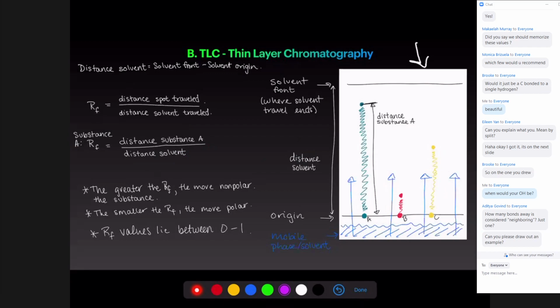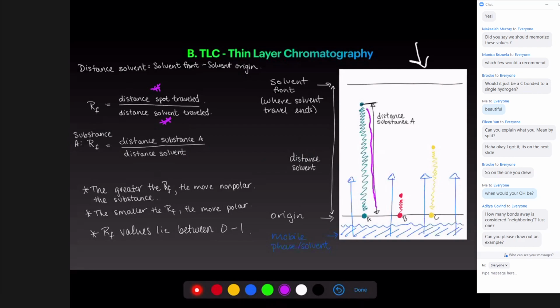The distance the solvent traveled is equal to the solvent front minus the solvent original point. To calculate the RF value, you would use the distance the spot traveled and divide it by the distance the solvent traveled. And you would actually have values here, because you would measure these points with the ruler, and it would be an actual value to put into those.